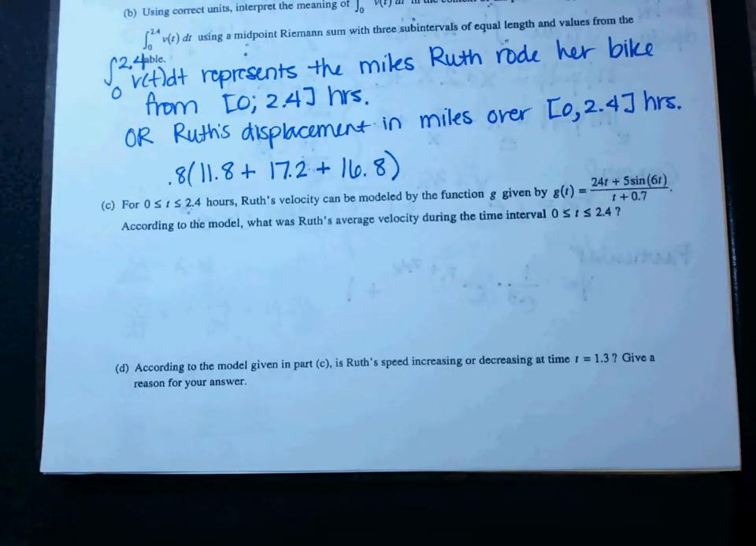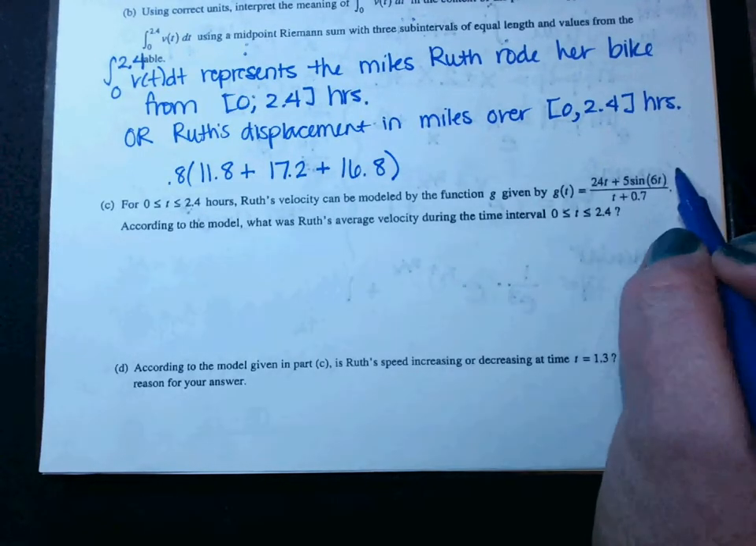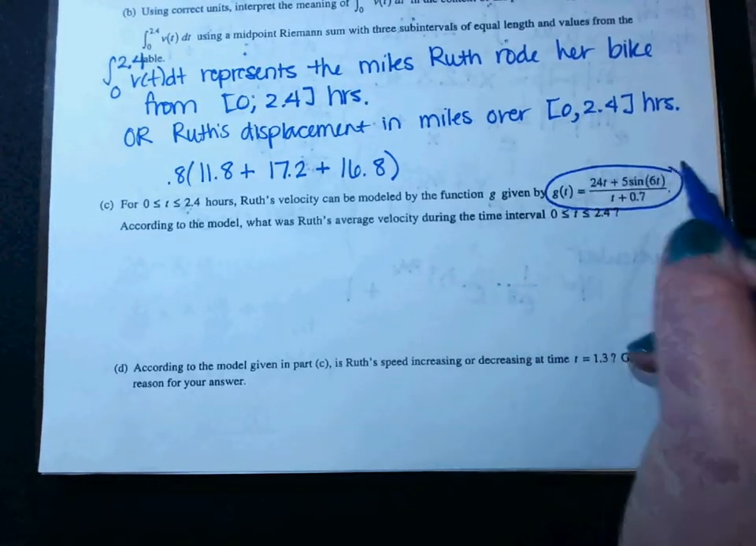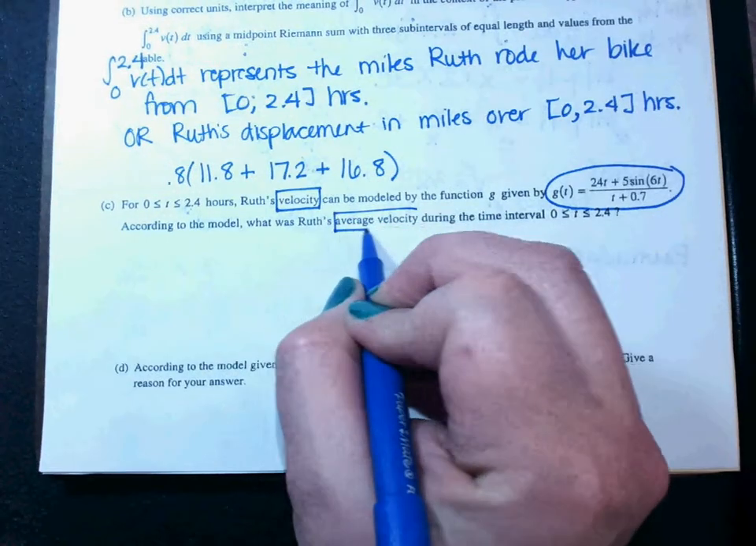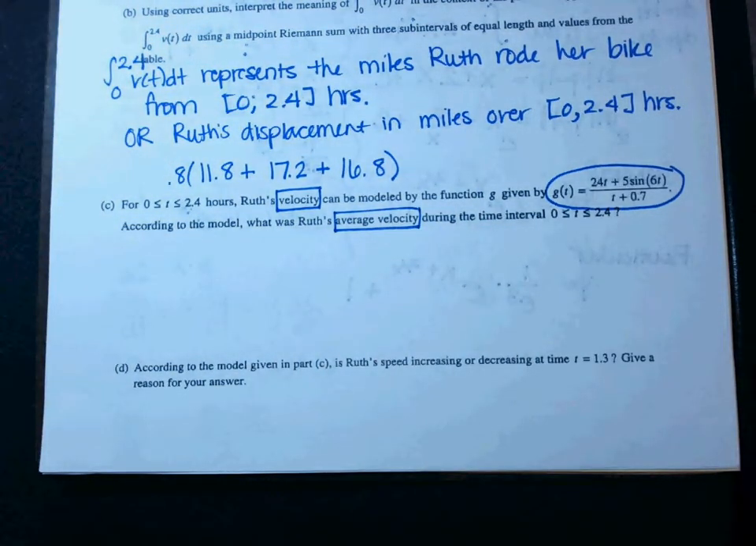For 0 to 2.4, Ruth's velocity can be modeled by, then they give you the function. According to the model, what was Ruth's average velocity during the time interval? Not going to make you get out a calculator, but write down what you would do. You have her g of t, which it says is her velocity, and they ask you for her average velocity. Is this average rate of change? No. What is it instead?